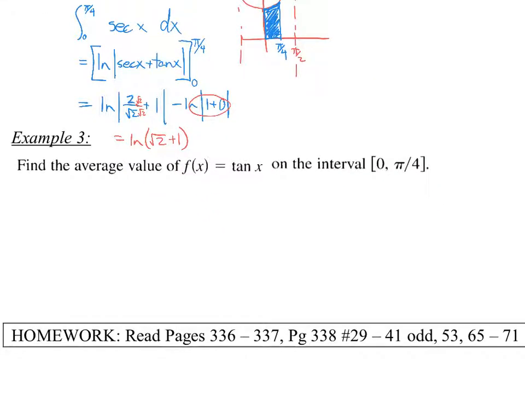Alright, so now average value of tangent on the interval from 0 to pi over 4. Okay, average value of tangent. Tangent, you guys know, looks like this. It's got asymptotes at negative pi over 2 and pi over 2. We want from 0 to pi over 4, this little area here. But we want the average value. So how am I going to use the average value? I'm actually not getting area. I'm getting whatever the average value of that would be.